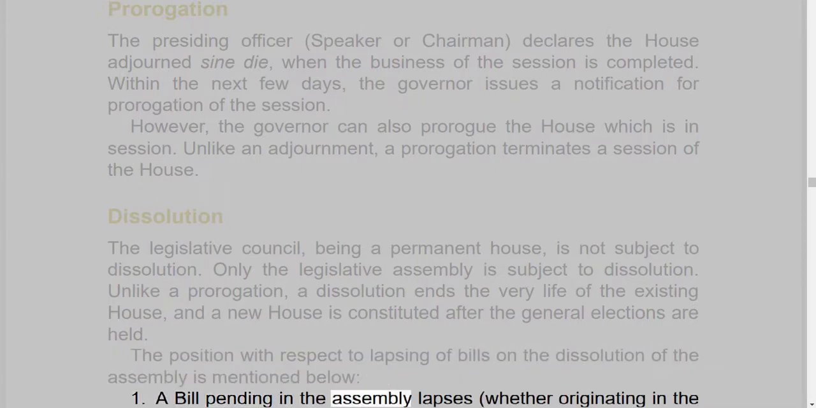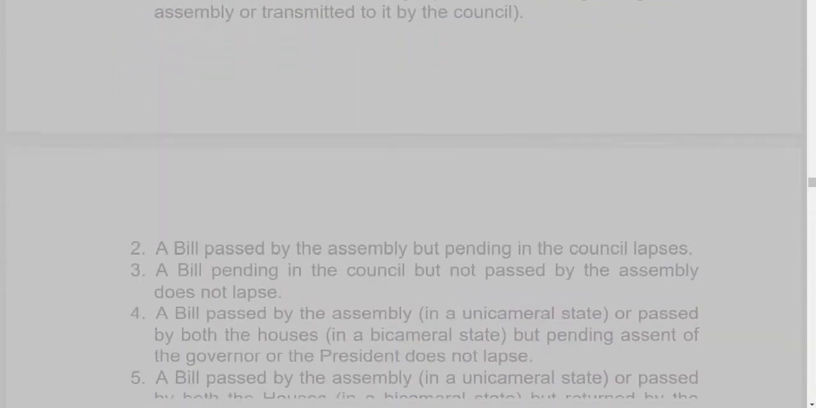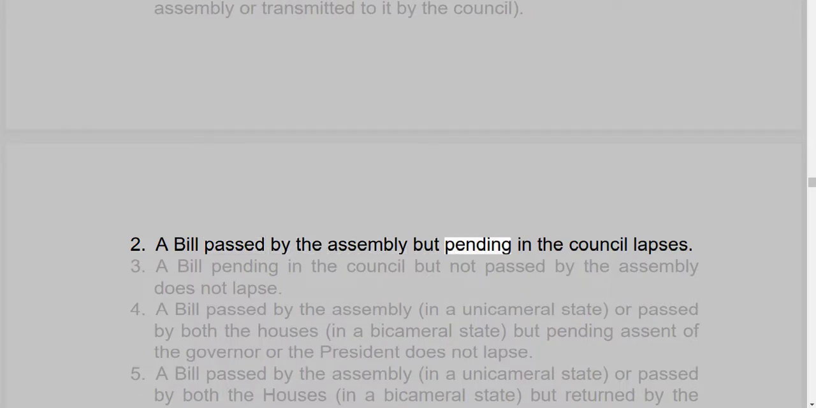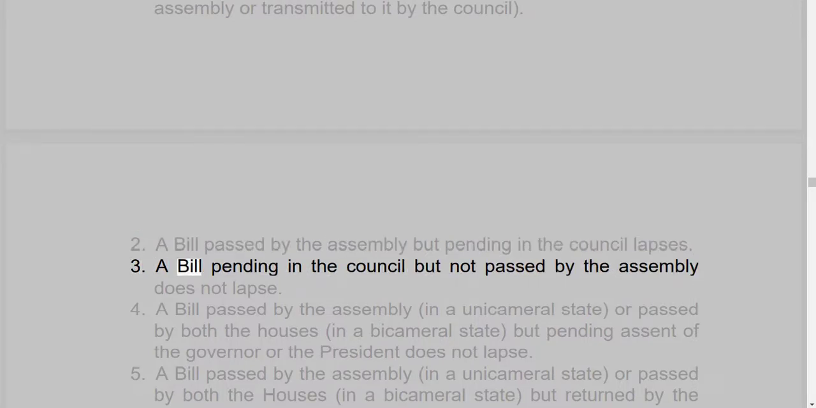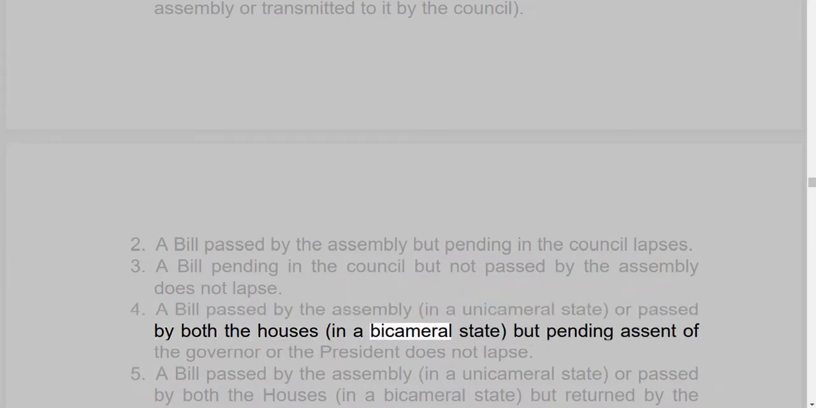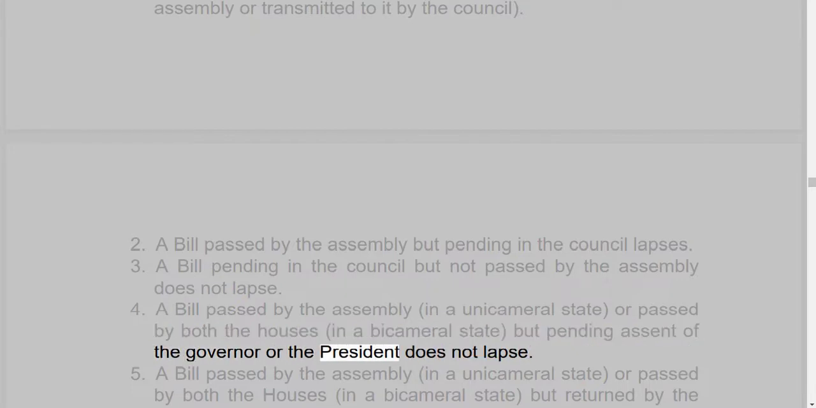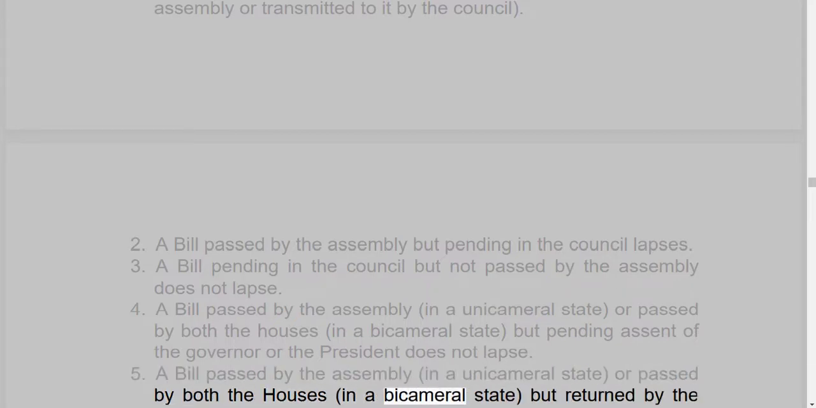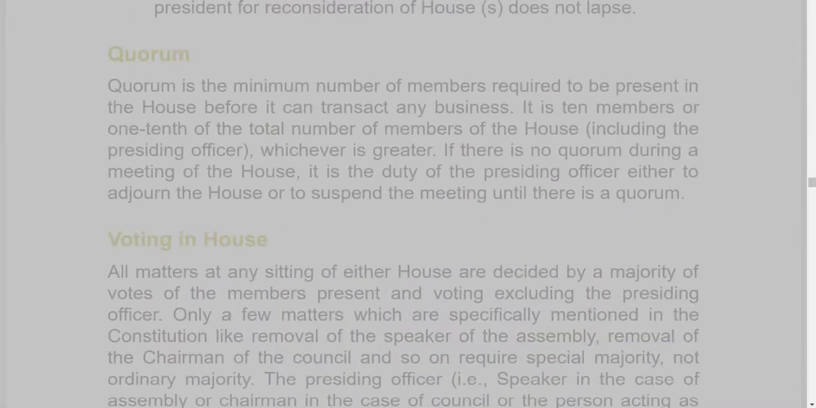1. A bill pending in the Assembly lapses, whether originating in the Assembly or transmitted to it by the Council. 2. A bill passed by the Assembly, but pending in the Council lapses. 3. A bill pending in the Council, but not passed by the Assembly does not lapse. 4. A bill passed by the Assembly, in a unicameral state, or passed by both the Houses, in a bicameral state, but pending assent of the Governor or the President does not lapse. 5. A bill passed by the Assembly, in a unicameral state, or passed by both the Houses, in a bicameral state, but returned by the President for reconsideration of the House, does not lapse.